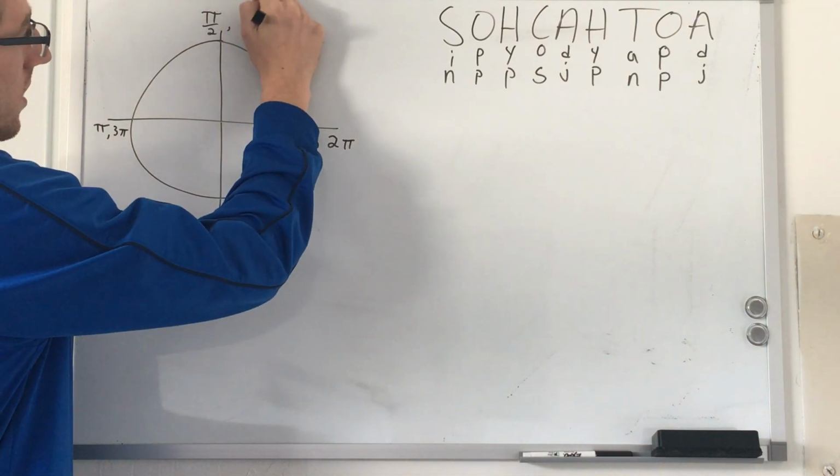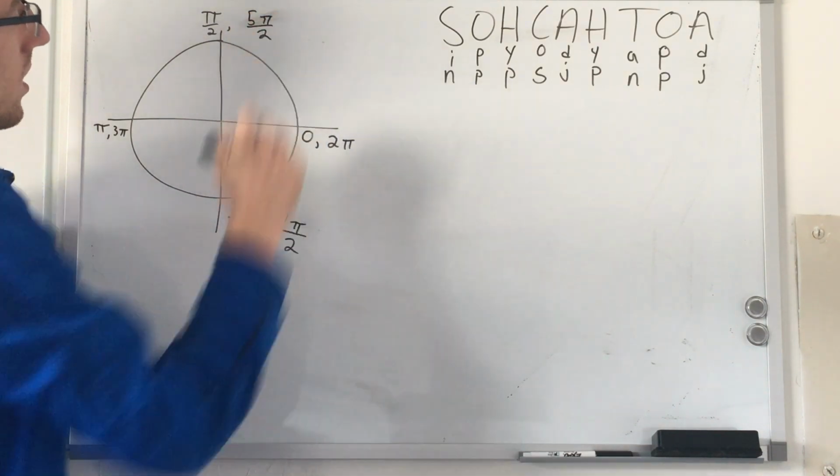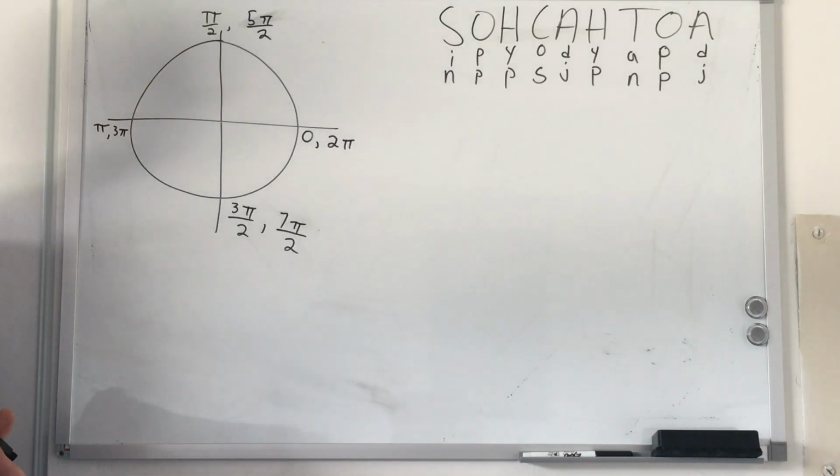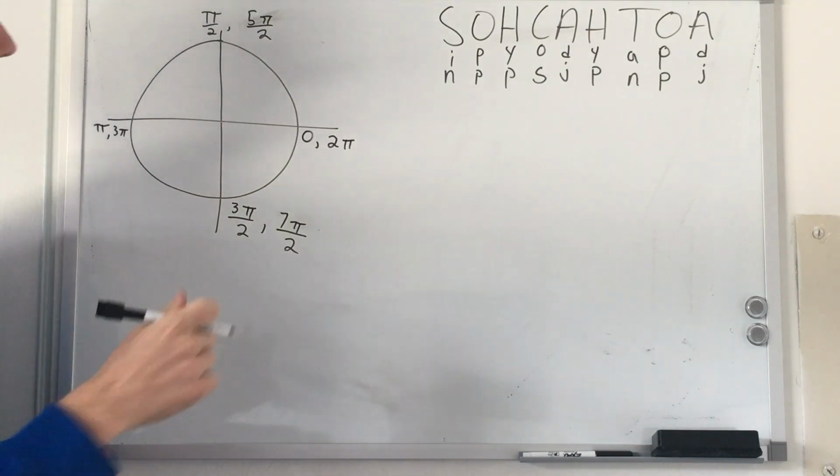5 pi over 2. Yeah, I don't know why that was really hard for me. Alright, yeah, 5 pi over 2. So here we go. So this means what? This means exactly this.